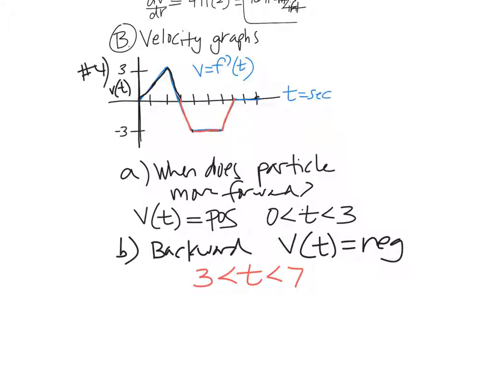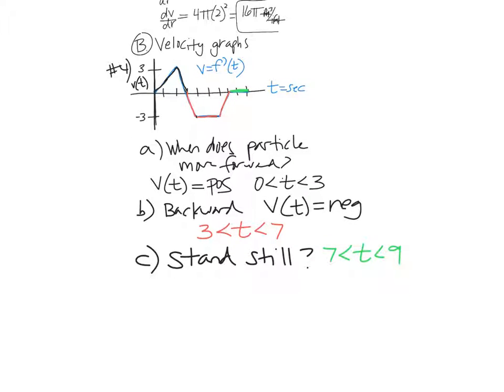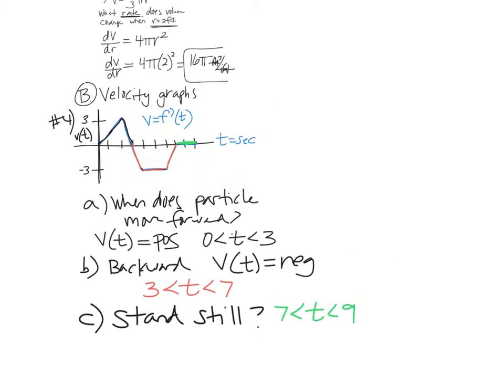Okay, then letter C is going to ask, when does this particle stand still? It stands still when the velocity is 0. Perfect. 7 to 9. So it stands still from 7 to 9 because velocity is 0 there. The height's not 0. This is not a height graph. You have to keep reminding yourself of that because that's what you've seen your whole life. And all of a sudden now it's velocity with respect to time.